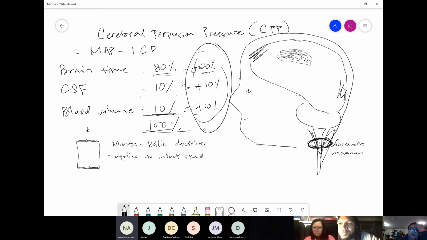Wouldn't it come out of the ears? Like the blood and the CSF would come out of the ears? Again, they'll only come out if there's a fracture of the skull. No, her skull is intact. It did not break at all. This is the only opening, just like this is the only opening of this glass.